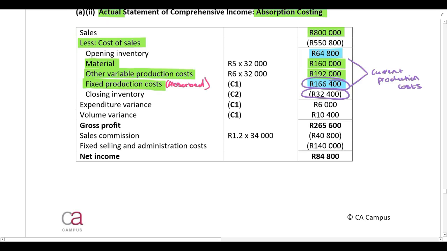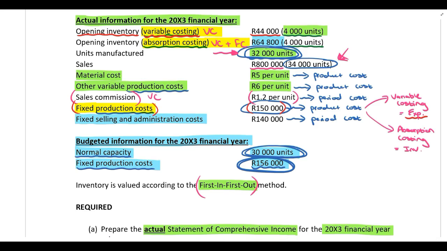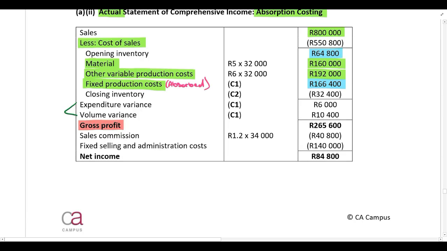Then, again, you need to pay attention to the layout of this statement. Sales less cost of sales is going to give me gross profit. However, before I can calculate gross profit, I need to take into account my expenditure and volume variances that are calculated in step 3 and step 4. Because the problem that we have right now is we are not expensing the actual fixed cost for the year. What is the actual fixed cost? We have an actual fixed production cost of 150,000 Rand for the year. But we are not expensing 150,000 Rand. We are currently expensing 166,400.